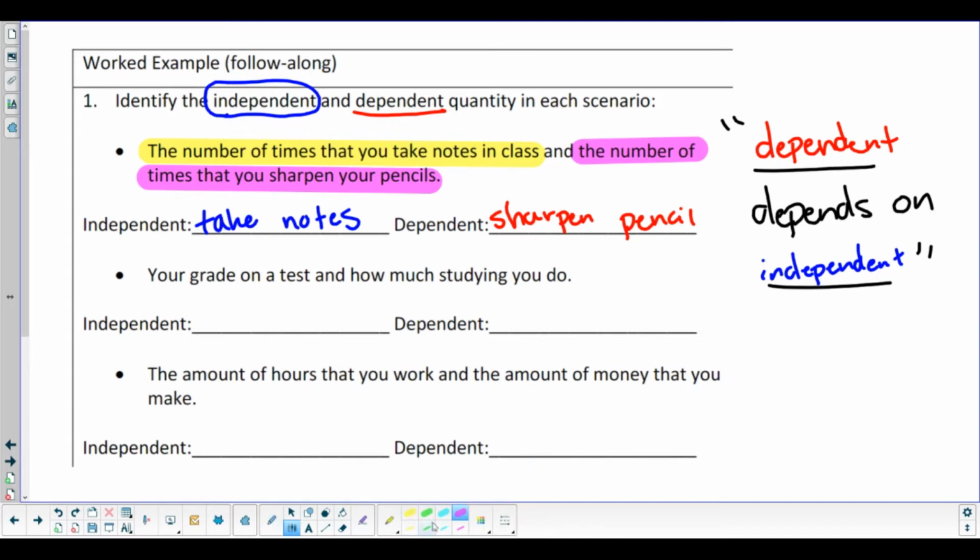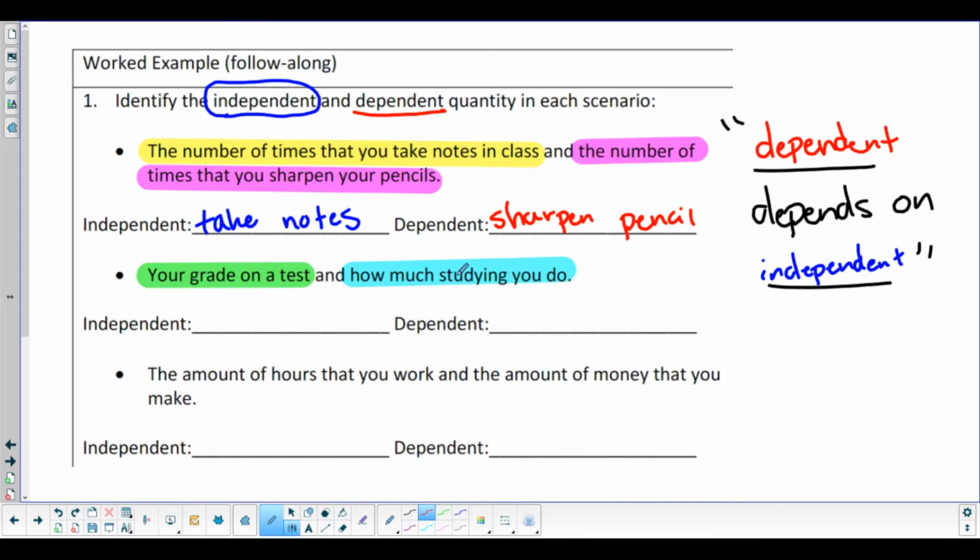Here's the next sentence. Our two quantities are your grade on a test and how much studying you do. Ooh, interesting. Let's think. All right, let's read it like this. Your grade on a test depends on how much studying you do. I mean, right away, I think that makes sense to me.